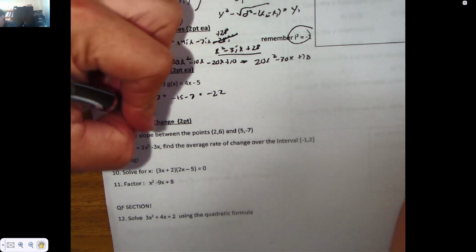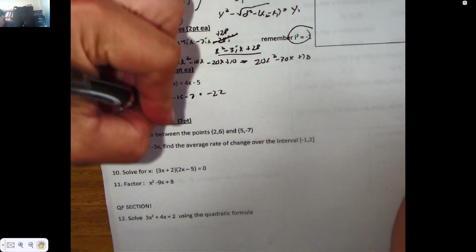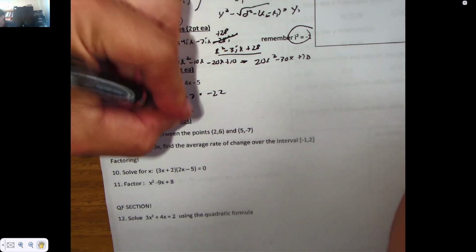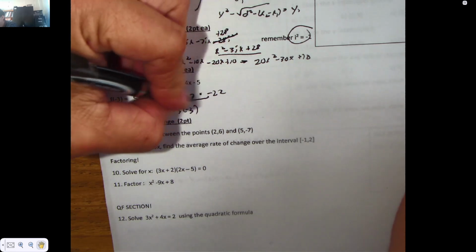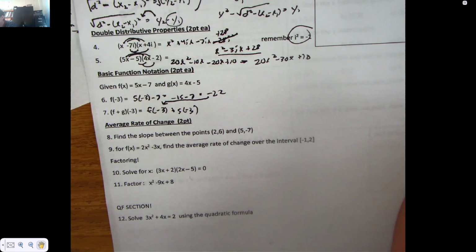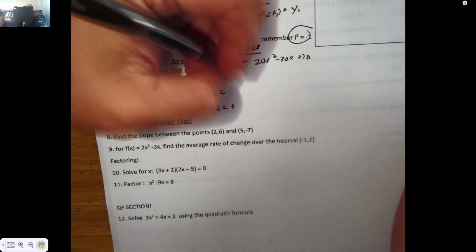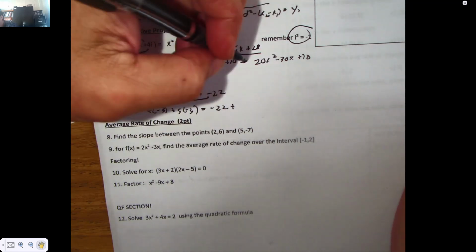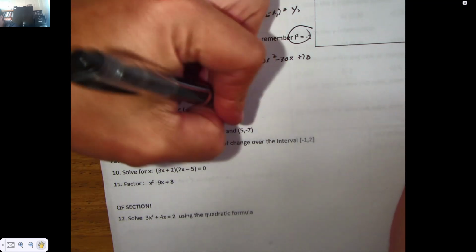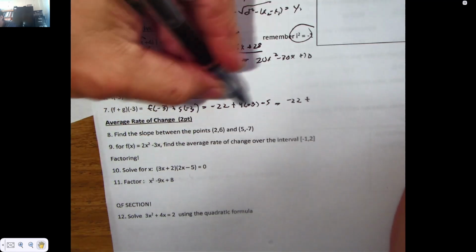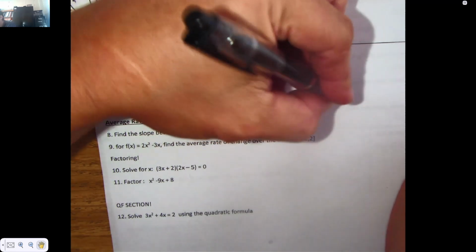This notation is equivalent to f of negative 3 plus g of negative 3. I want you to notice that we already have that. All right? So that piece is negative 22. And we're supposed to add to it the result of plugging in a negative 3 into g. So 4 times a negative 3 minus 5. This is negative 22 plus, what do we have here? A negative 17, which is negative 39.